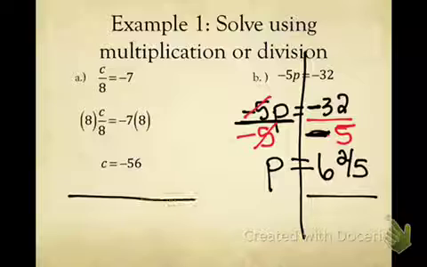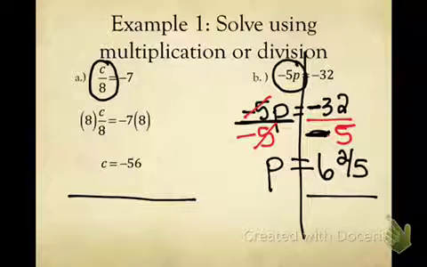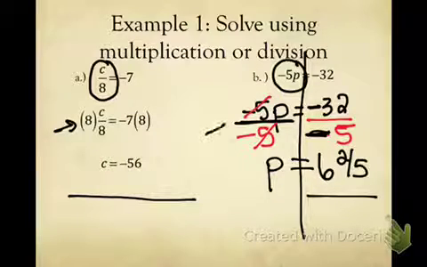So notice the difference between these two problems. A started out as c divided by 8. This one started as 5 times p. You do the opposite of what you see. So this was divided by, so I multiply. This side was already multiply, so I'm going to divide. So we're going to do a couple more practice problems.